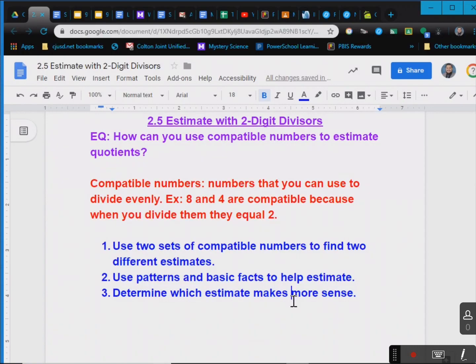You're not using actual long division. You're using estimates. Okay, if you have questions, let me know.